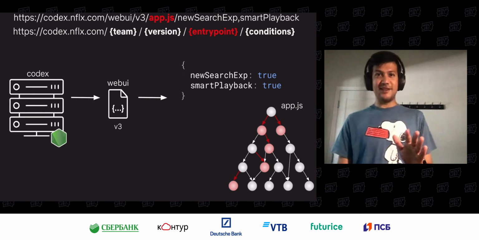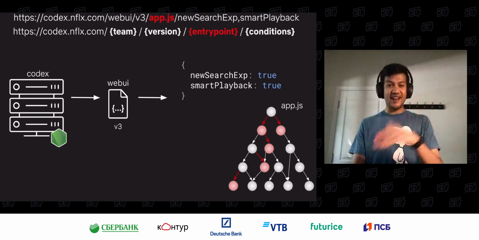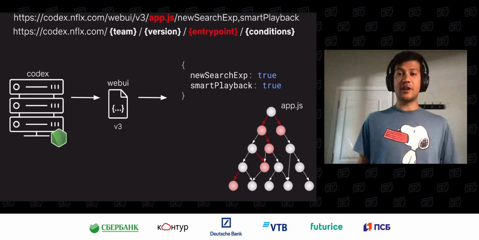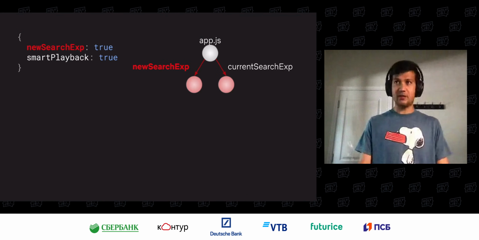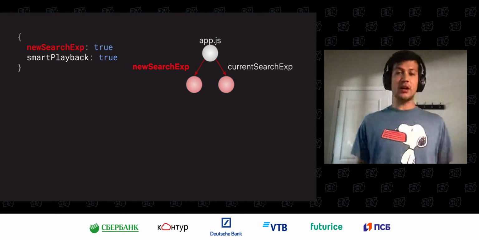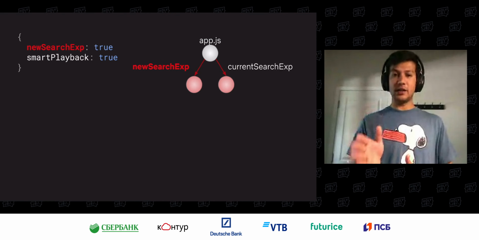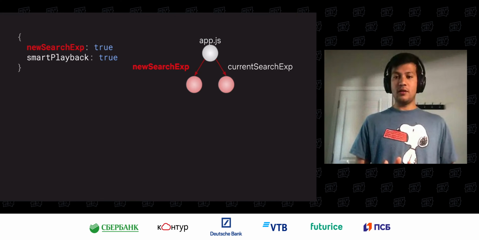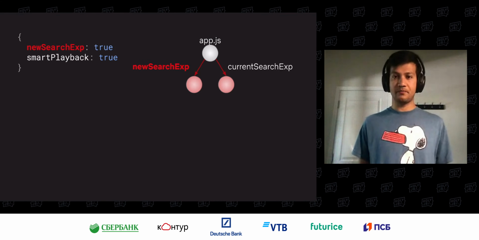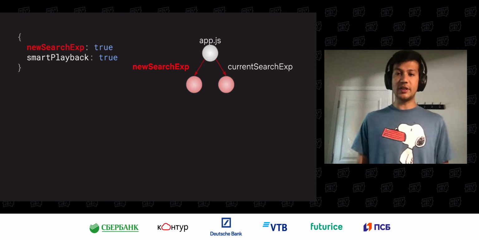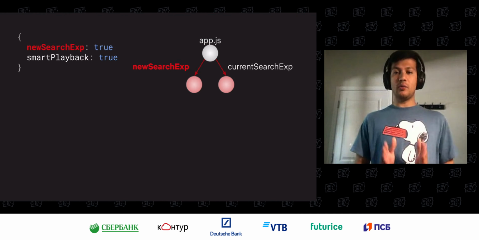I hope this is not too much information, but let's go into how the graph traversal actually happens. We start with app.js, and the traversal algorithm is pretty straightforward. You can traverse the graph only if the edge is either non-conditional, or if it has a condition, then that condition has to be true. And you can keep on traveling until you actually hit a conditional edge.